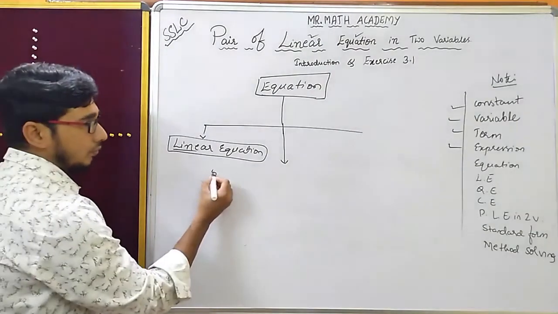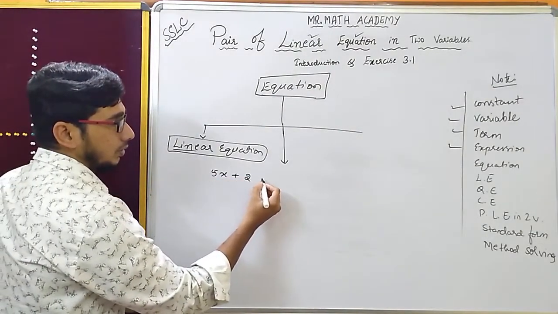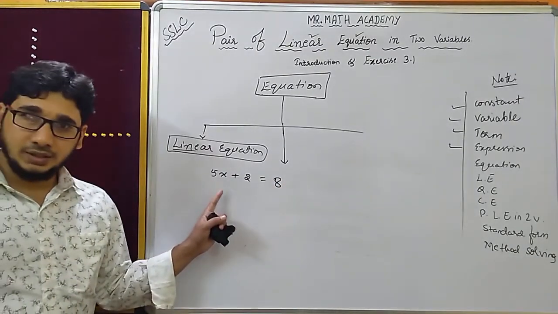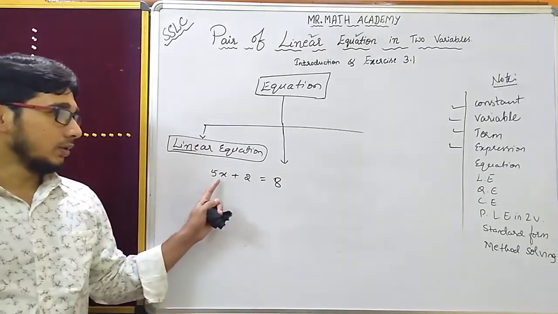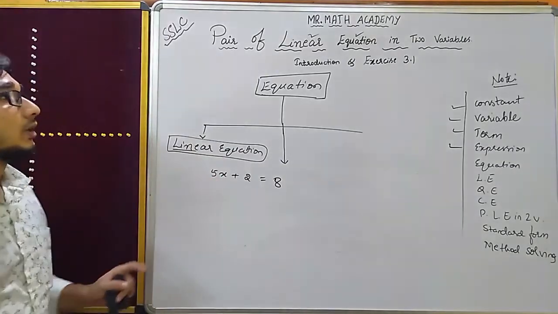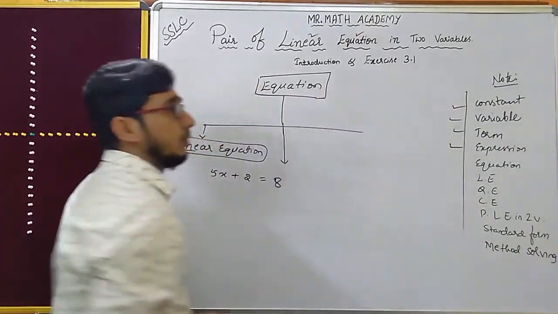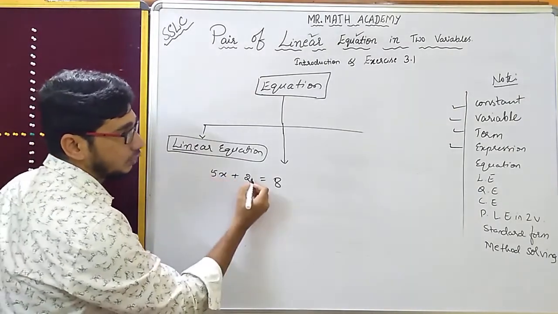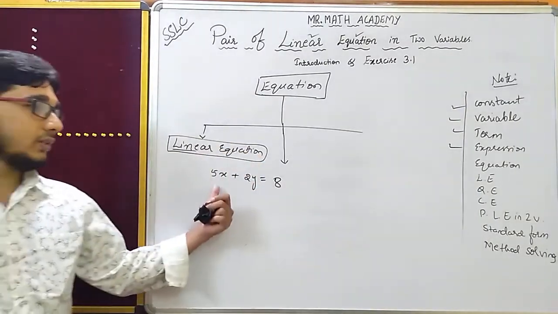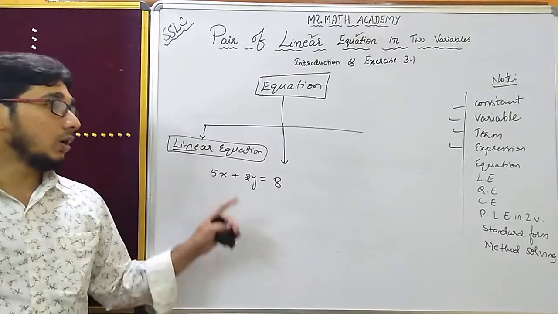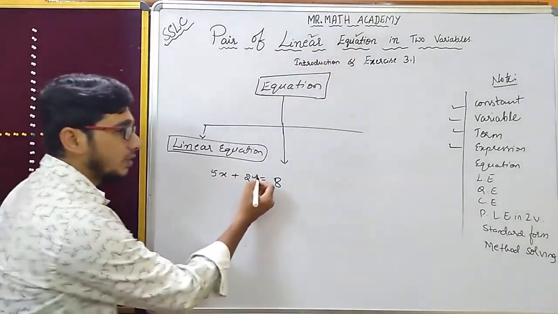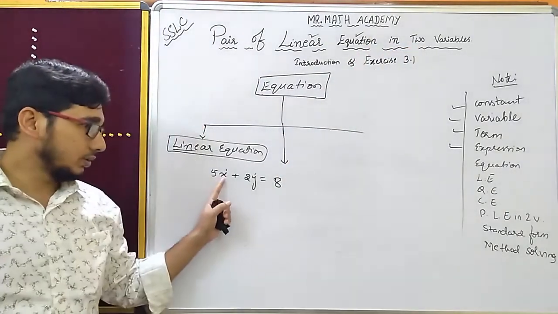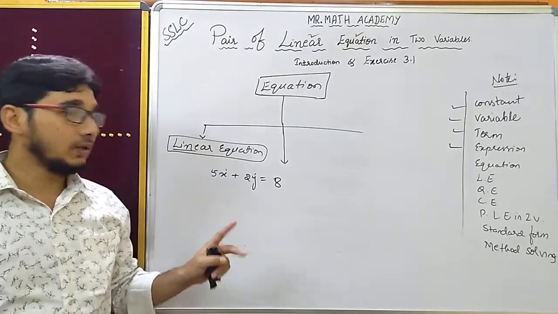I'll write one example. 5x plus 2 is equal to 8. This is a linear equation in one variable. Our chapter is two variables, which means two variables should be there. So what we have to write? I'll write 5x plus 2y is equal to 0. Now see, linear equation, power is 1, in two variables, x and y.